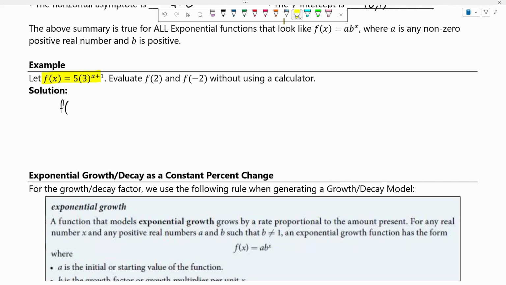I am asking to compute both of these, f of 2 and f of negative 2. So f of 2: 5 times 3 to the 2 plus 1. 2 plus 1 is 3. 3 cubed: 3 times 3 is 9, times 3 is 27. So this is going to be 5 times 27, and that is, let's see what my calculator says, 135.